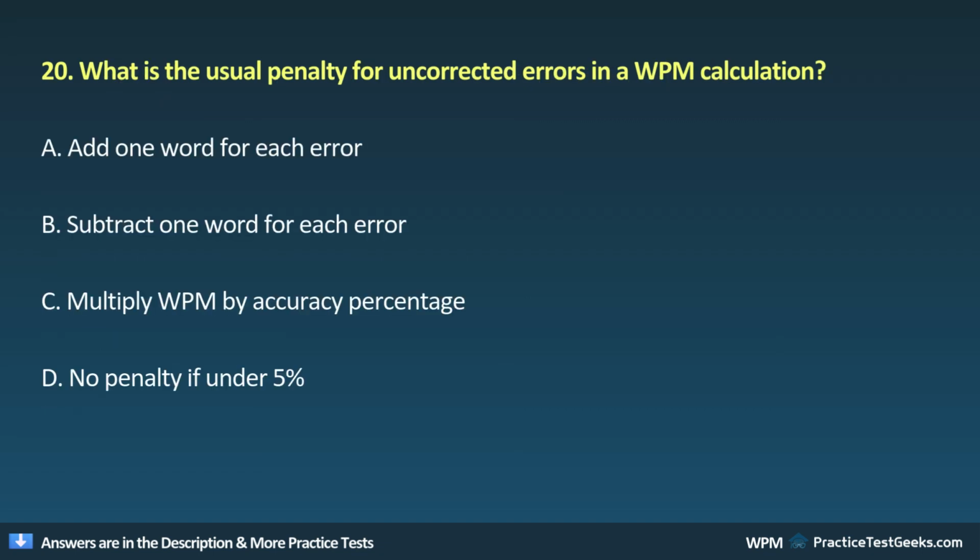20. What is the usual penalty for uncorrected errors in a WPM calculation? A. Add 1 word for each error. B. Subtract 1 word for each error. C. Multiply WPM by accuracy percentage. D. No penalty if under 5%.